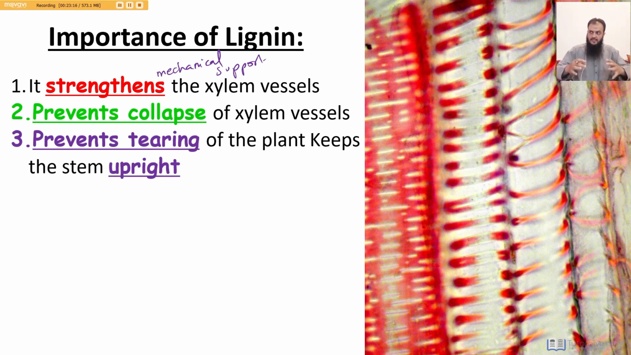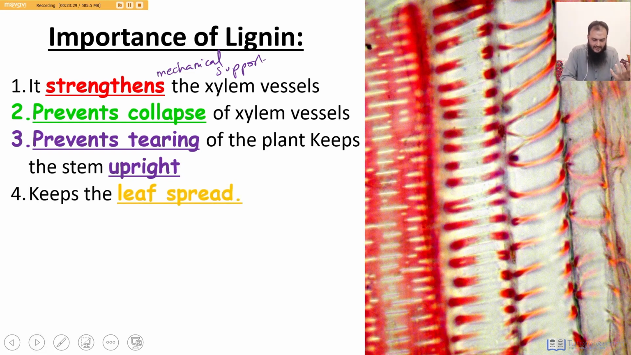You can still see that the leaves stay in their place, as in they don't tear apart. The very fact that the plants don't tear apart is again because it has lignin, and it keeps the leaf spread. Okay, so these are the 4 points that we need to remember as far as the importance of lignin is concerned. So that finishes our topic of xylem vessels.